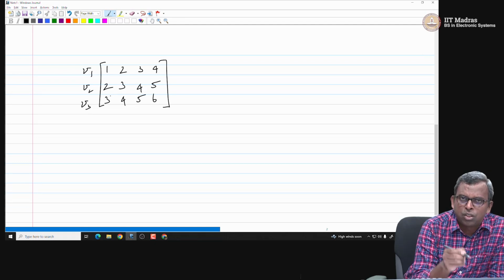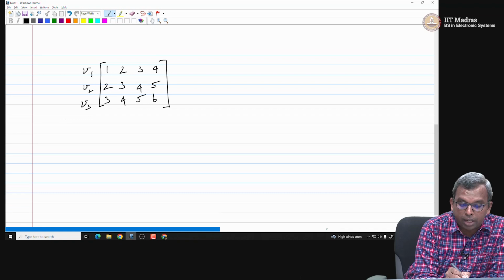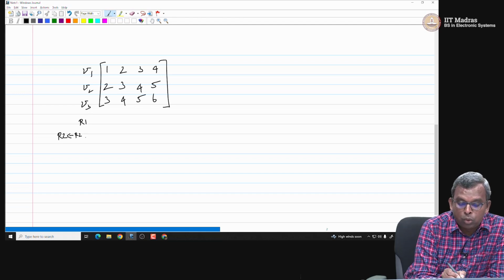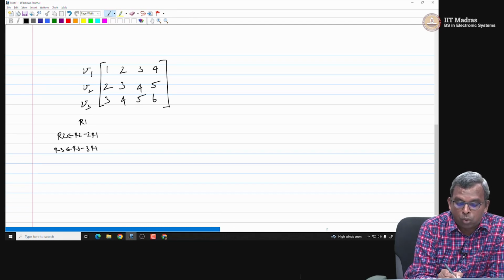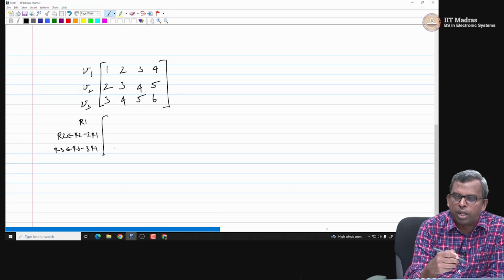That's my first step. So notice how I'm recording this. This is how I'll record it. I'll keep row 1. So since it's all matrix, it's very easy to write row 1. And then I'll make row 2 as row 2 minus 2 times row 1. I'll make row 3 as row 3 minus 3 times row 1. Okay, so this is a standard way to record eliminations.